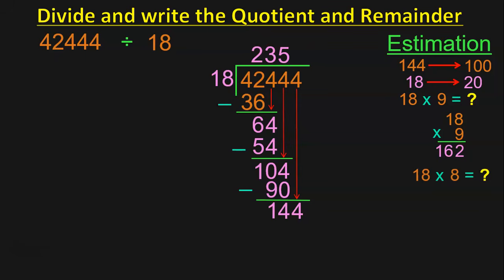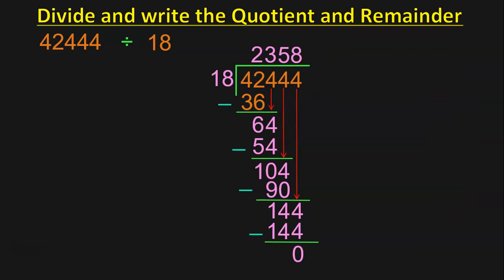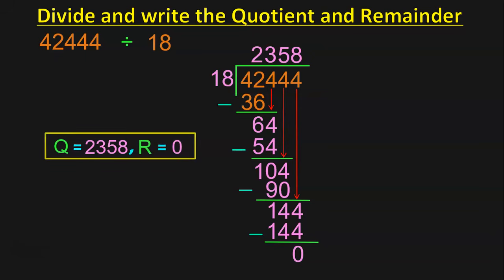So let us next try what 18 into 8 is. 18 into 8 is 144 exactly. So the quotient is 8. 18 into 8 is 144 and the remainder is 0. So let us write down the answer. Quotient is 2358 and remainder is 0.